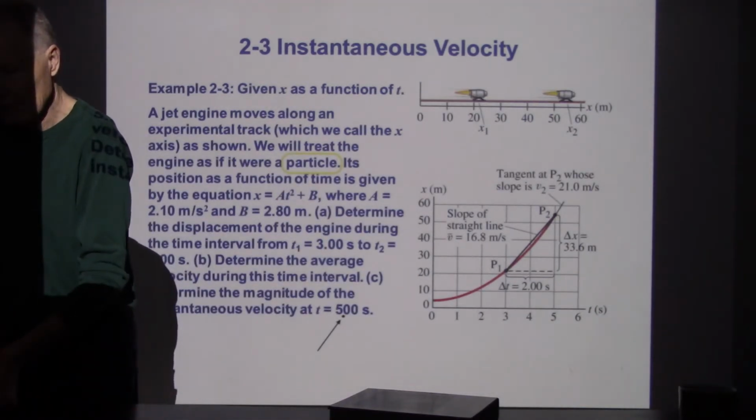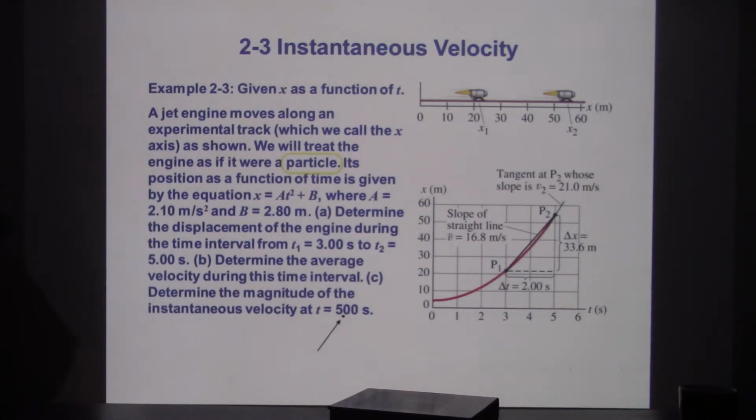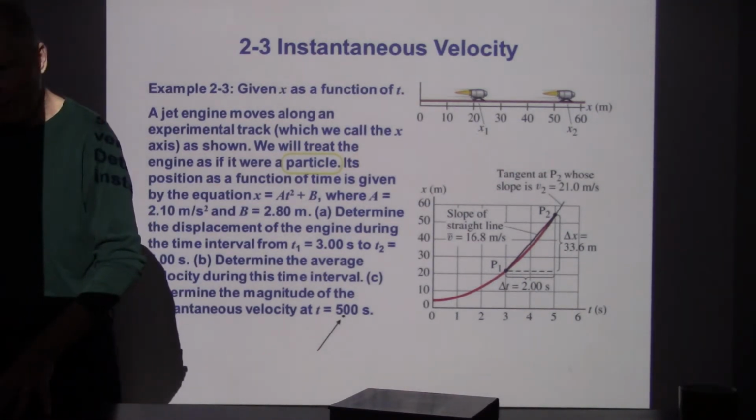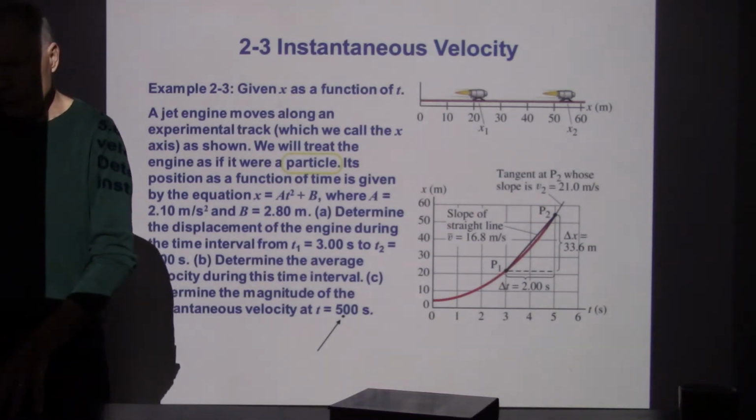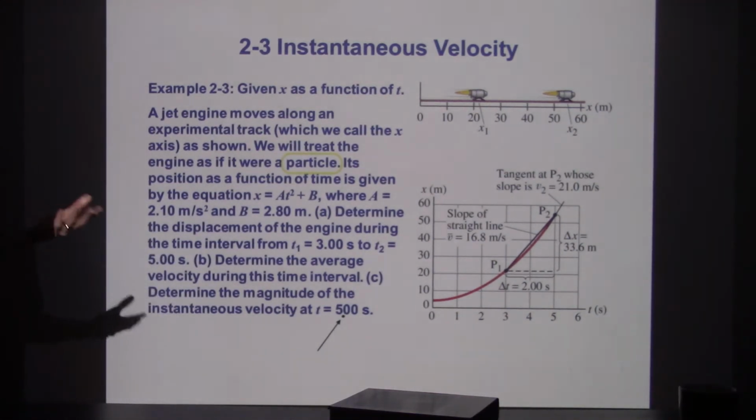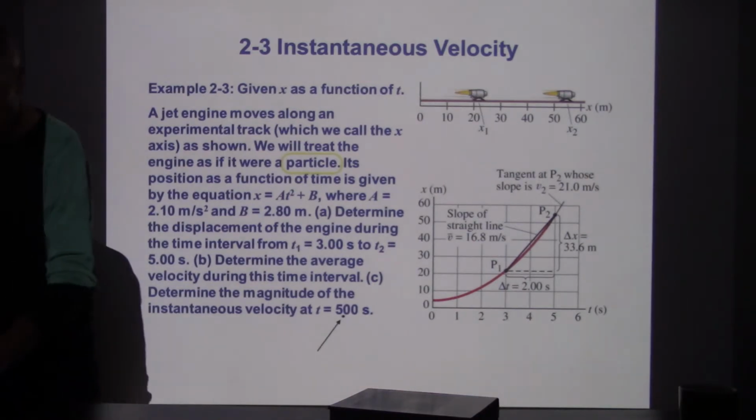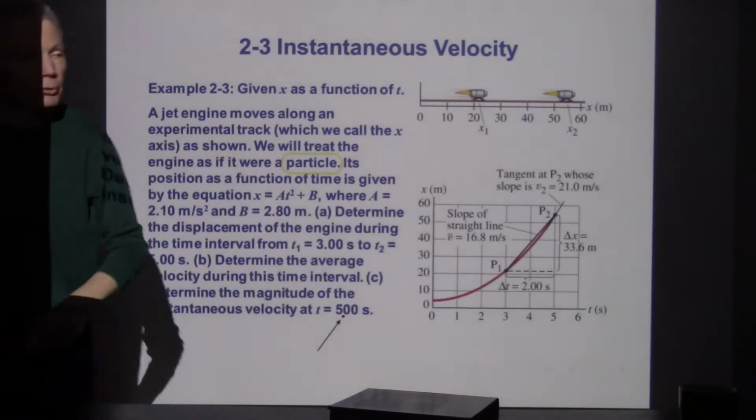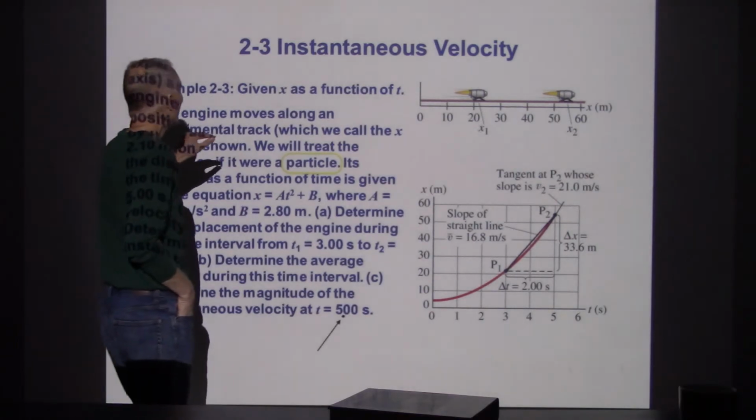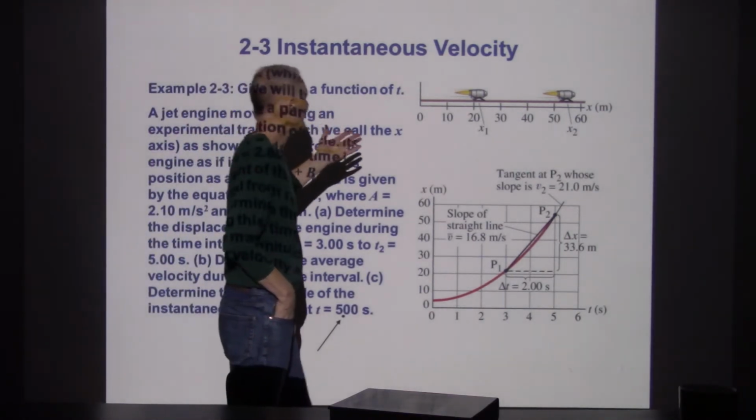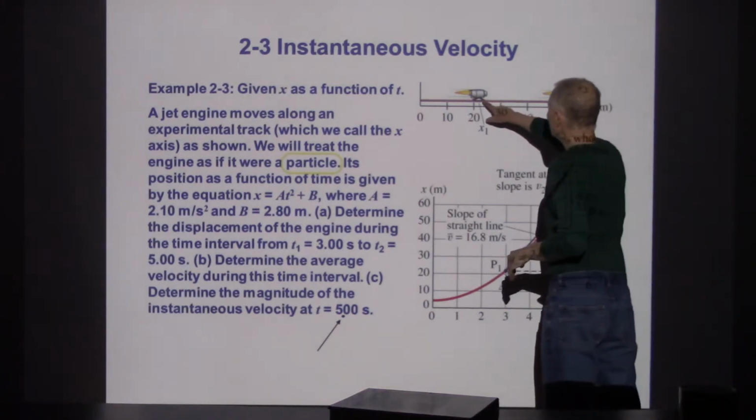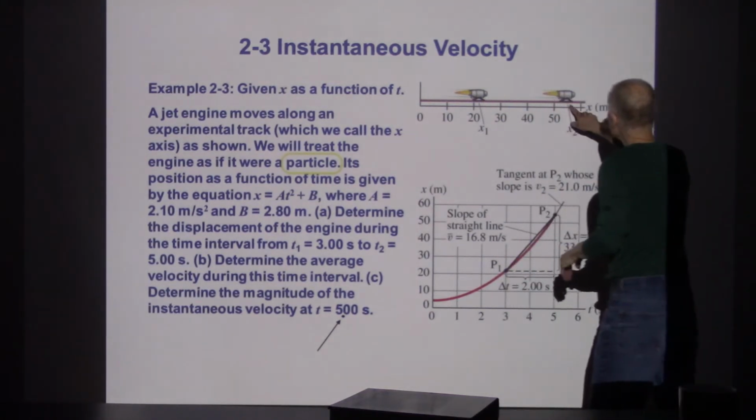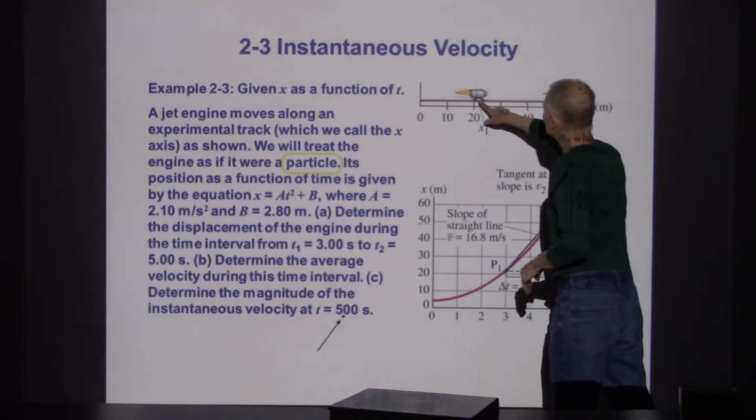All right, here's an example. Instantaneous velocity. Here we have a jet engine. Okay, let me check back really quickly. So we have a jet engine here, and we're trying it out. We've set up a rail system, and we're going to try out our jet engine. I hope they've planned for this. So here's the jet engine.